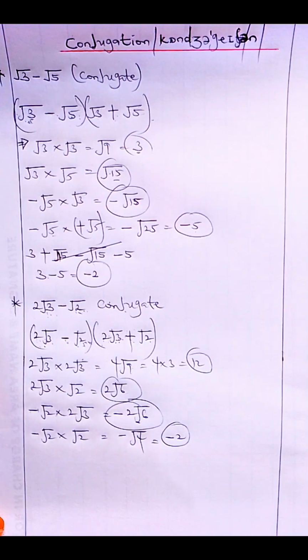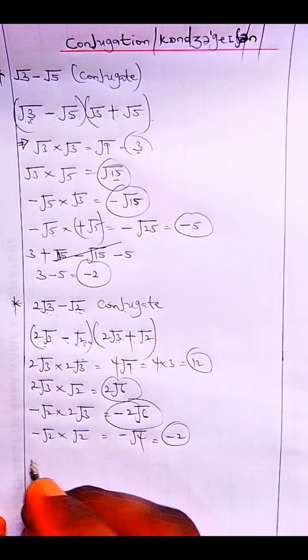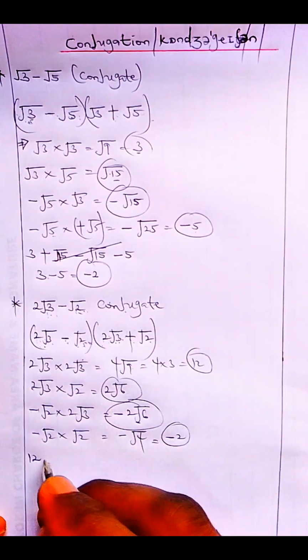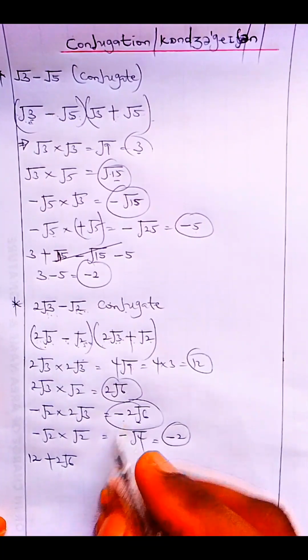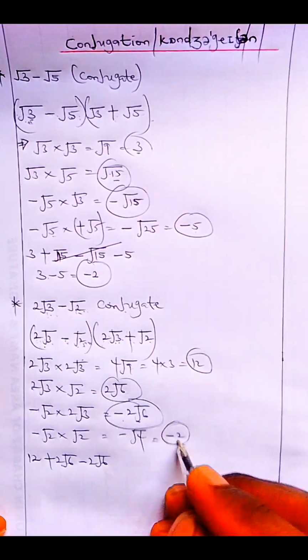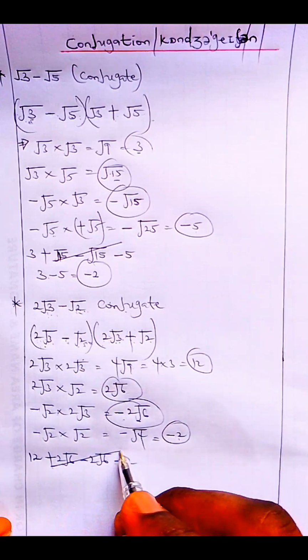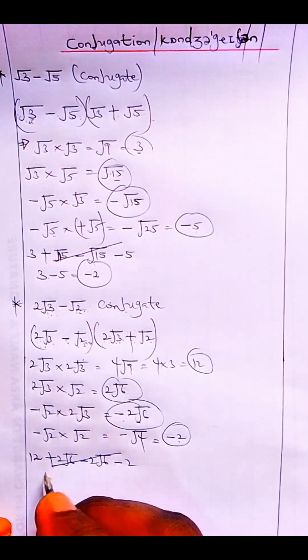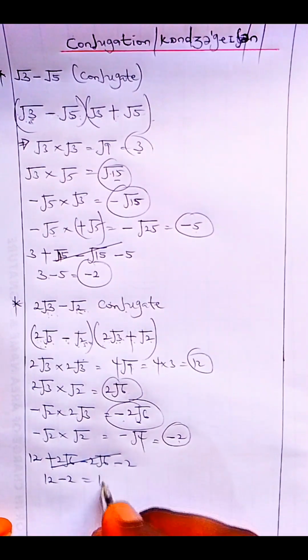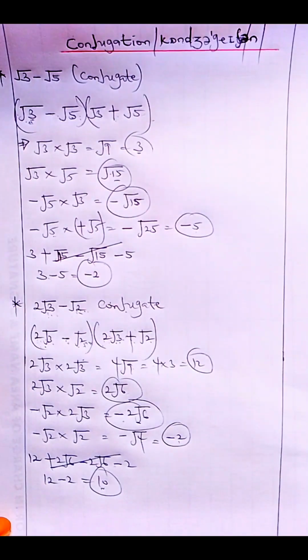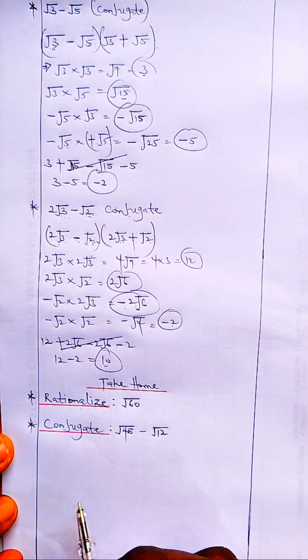The next thing we have to do is to bring them all together. So that's 12. Then plus 2 root 6. Minus 2 root 6. Minus 2. So plus 2 root 6 minus 2 root 6, they take out each other just like this. So 12 minus 2 is 10. Very easy.